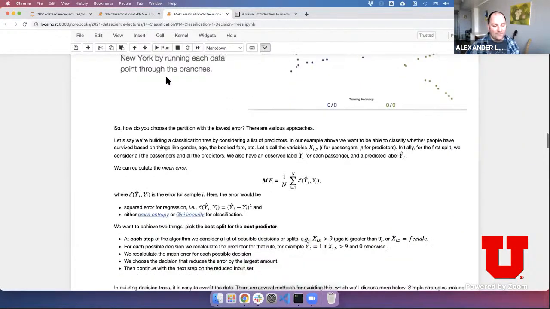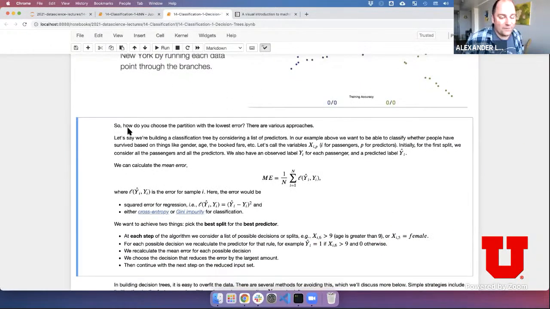So the position with the lowest error, that's the challenge, the most important thing to come up with in building a decision tree. What you would do is write it like this. We can have our variables x_i and p, where you have i for passengers and p for predictors. For the first split, we would consider all the passengers and all the predictors. And then we also have observed labels, y_i, for each passenger and predicted labels, y hat_i.